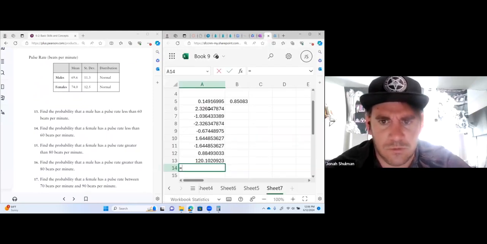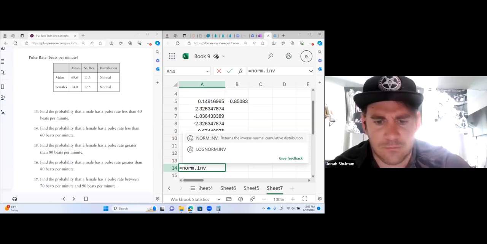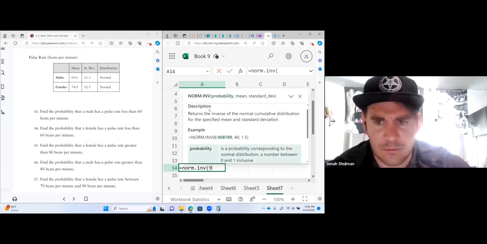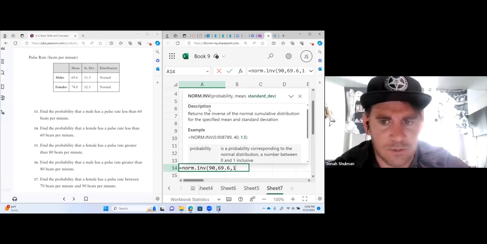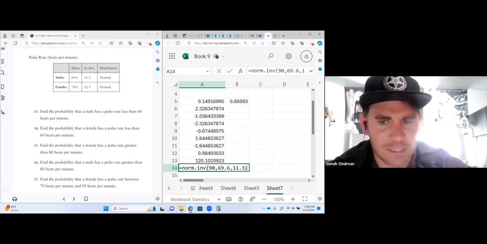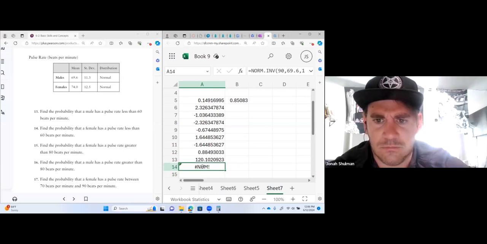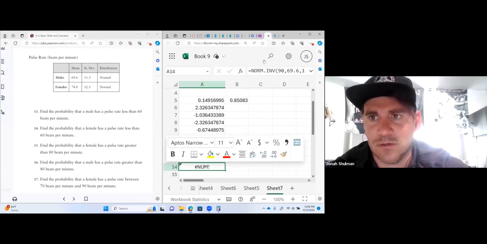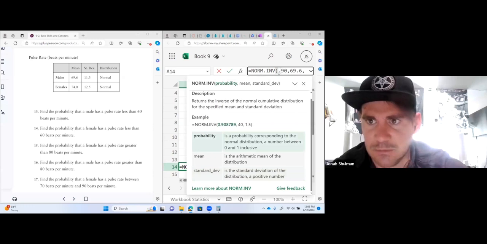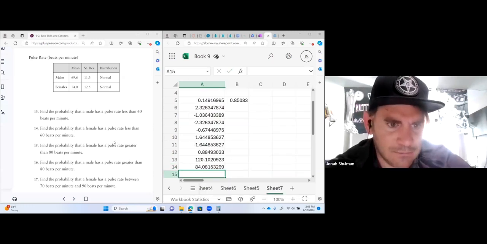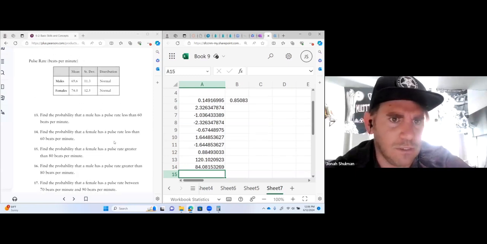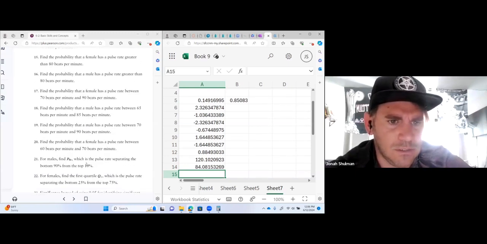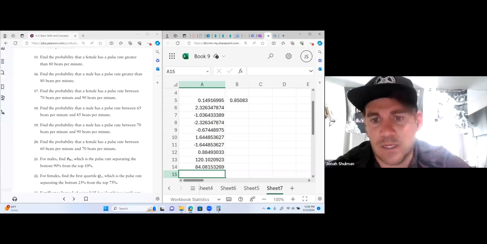So I'm going to do equals NORM.INV. And we know it's 0.90, and we have a mean of 69.6 and a standard deviation of 11.3. So what is that value? Forgot my decimal point. What a shocker. I'm human, I make mistakes too. So what is that value? It's going to be 84.1. 84.1 is the 90th percentile.